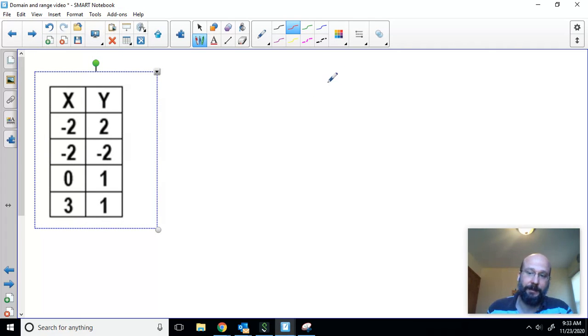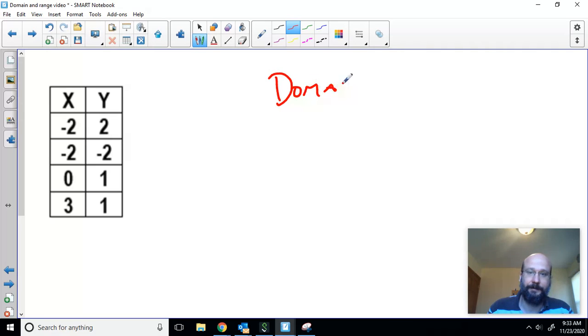Here's a table. Same as the points. Domain's your x. So all you have to do is write -2, 0, 3, and range is your y.